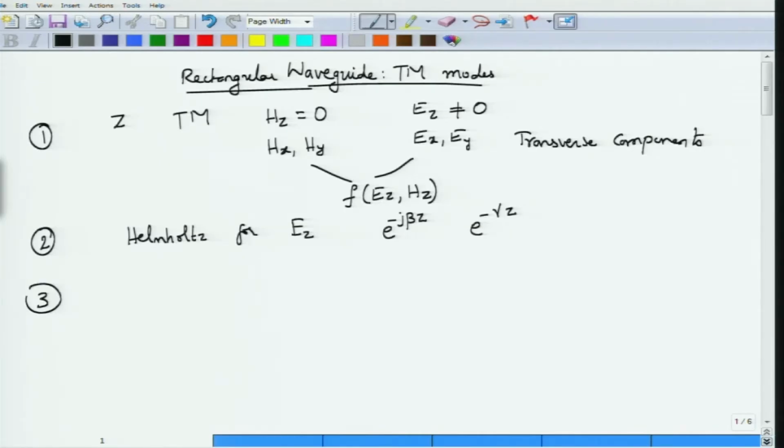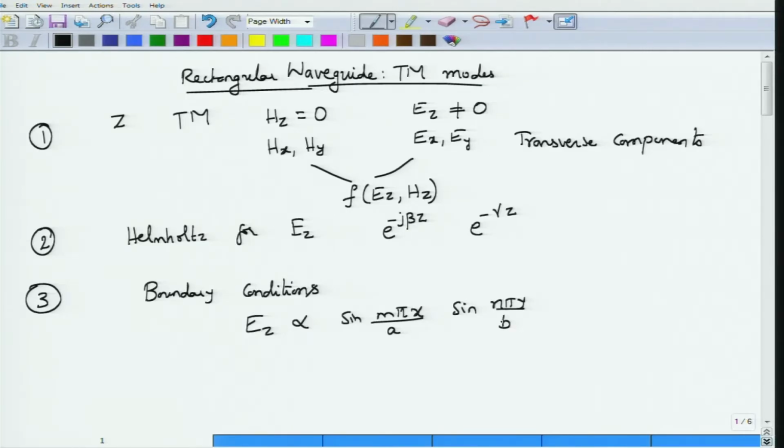Once we wrote down the Helmholtz equation, the third step was to apply boundary conditions. We applied boundary conditions by realizing that the tangential electric field must vanish on the perfectly conducting walls of the waveguide, and from there we obtained expressions for Ex and Ey. So from the boundary conditions we understood how Ez must vary, and we found that Ez must vary as some sine. There are of course some proportionality constants, but that is not really important for us at this point. So as a function of x and y, it has to be sine of m pi x by a times sine of n pi y by b.